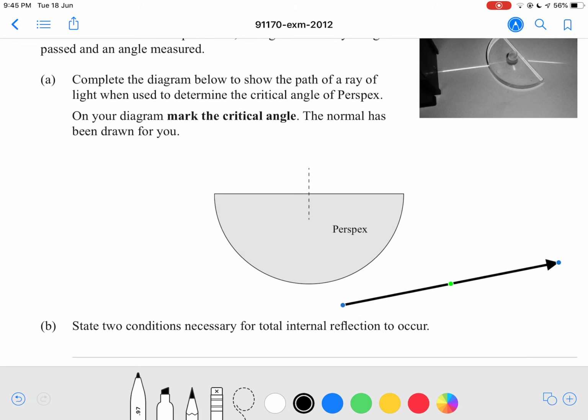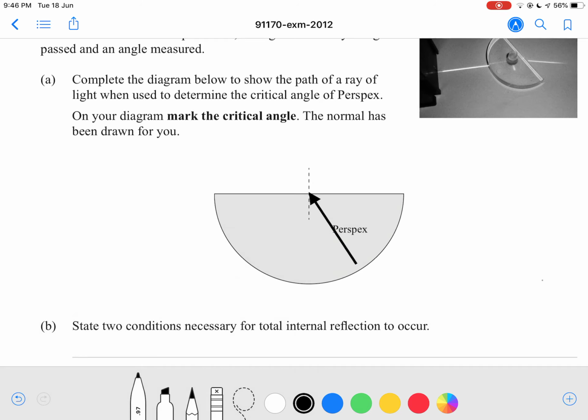In order for a critical angle to exist, we are always traveling from a more dense medium to a less dense medium. Perspex is more dense, so our ray will be going through perspex and then bending into the air. So what does critical angle mean? It is the angle of incidence required for the ray to bend exactly 90 degrees to the normal, perpendicular to the normal.